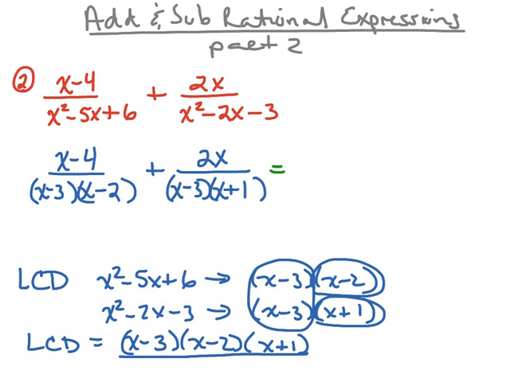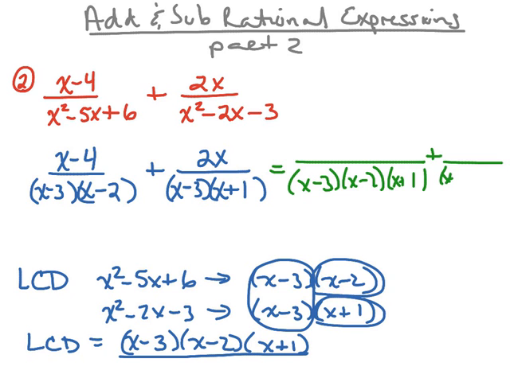So I'm going to rewrite these so that I'm using x minus 3, x minus 2, and x plus 1 as the least common denominator. So let me go ahead and do that. x minus 3, x minus 2, and x plus 1. Now, of course, we're going to have to rewrite this here in a second. The other denominator is the same thing, x minus 3, x minus 2, and x plus 1.